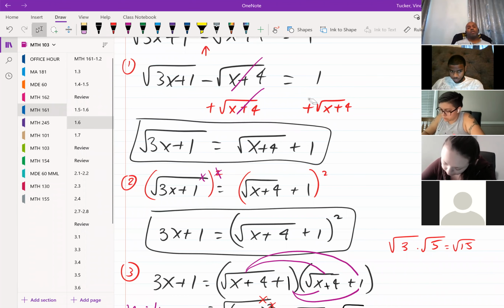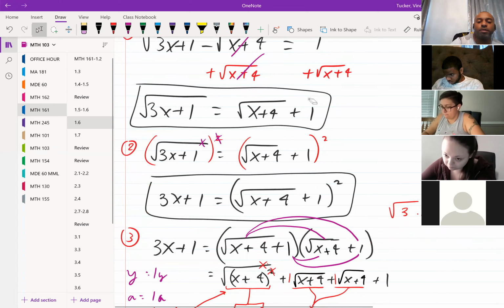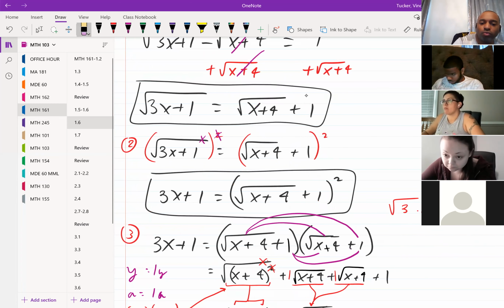So now we're going to have the square root of x plus 4 plus 1 times the square root of x plus 4 plus 1. So we're going to pull that out. So this is the result. Don't forget, whenever you multiply radicals, like over here, I have the square root of 3 times the square root of 5, you multiply what's under the radicals. That gives me the square root of 15. So the same thing happens here. Square root of x plus 4 times the square root of x plus 4 is the square root of x plus 4 squared, because x plus 4 times x plus 4 is just x plus 4 squared.